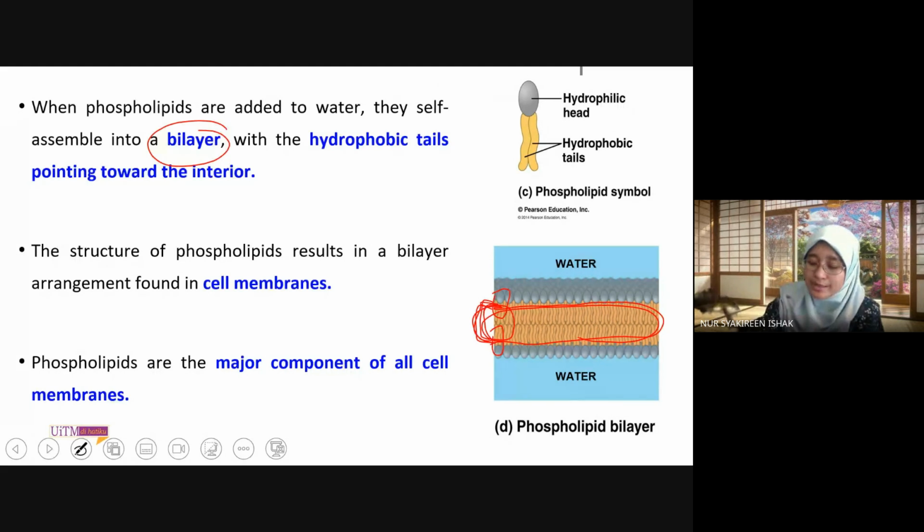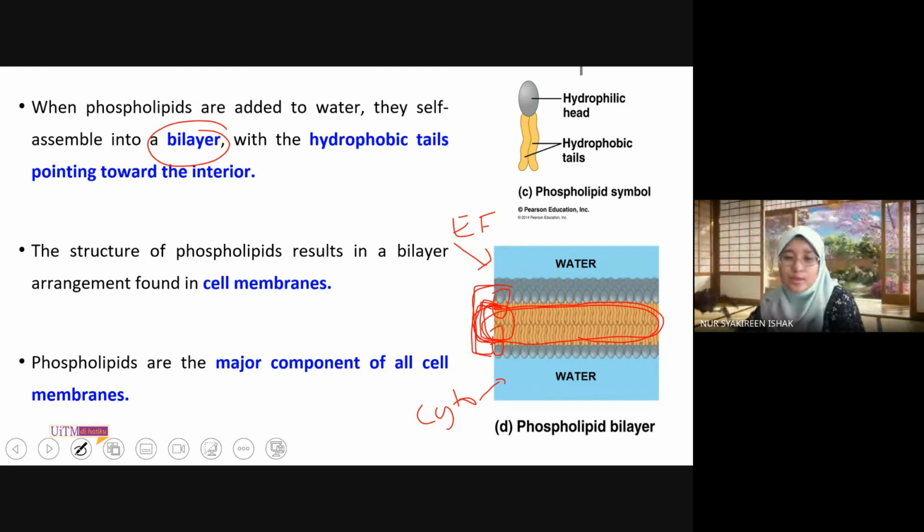If this is the plasma membrane of a cell, one region can be the cytoplasmic side, and the other can be the extracellular fluid side, the outside of the cell. Both sides are aqueous, they have water. So the hydrophilic heads will be attracted to the water. The structure of phospholipid results in a bilayer arrangement found in cell membranes.